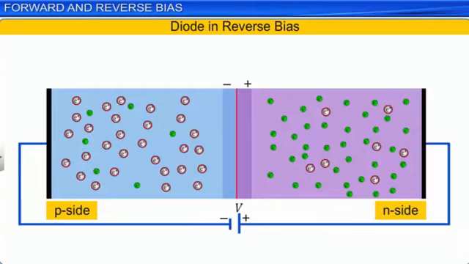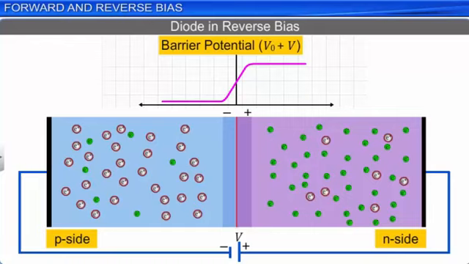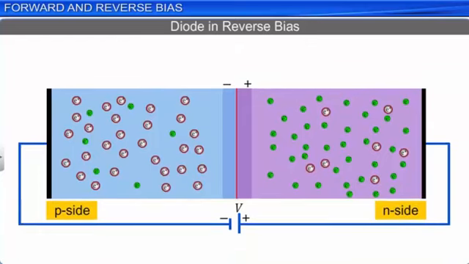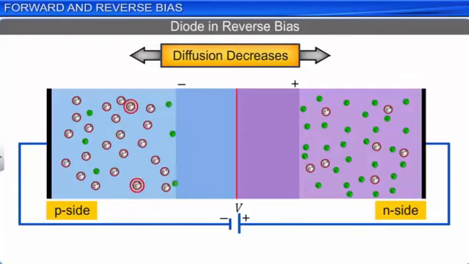When a diode is reverse biased, the barrier potential across its p-n junction increases and is given by the sum of the barrier potential V0 at equilibrium and the externally applied voltage V. Also, when a diode is reverse biased, the width of the depletion region around the p-n junction increases. The increase in barrier potential and width of the depletion region leads to a decrease in the diffusion of holes from the p side to the n side and the electrons from the n side to the p side across the junction.